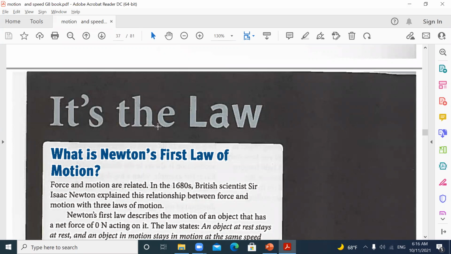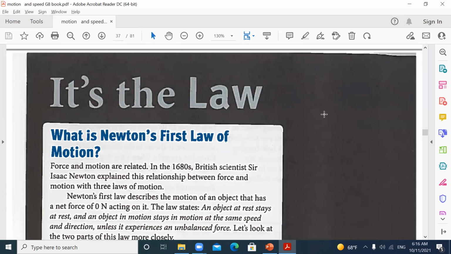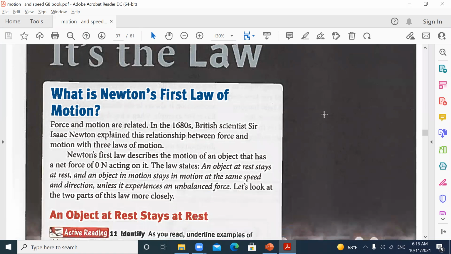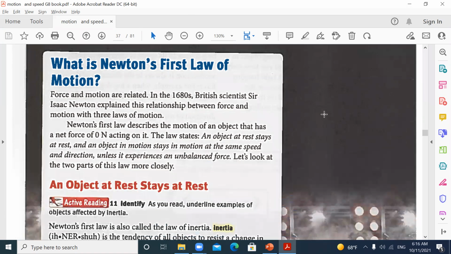Hi everyone. Last session we discussed force. Today we will study together Newton's laws of motion. The British scientist Sir Isaac Newton explained the relationship between force and motion with three laws of motion.